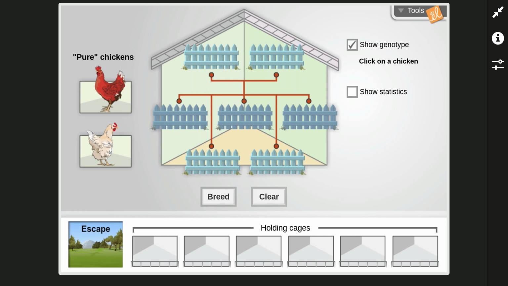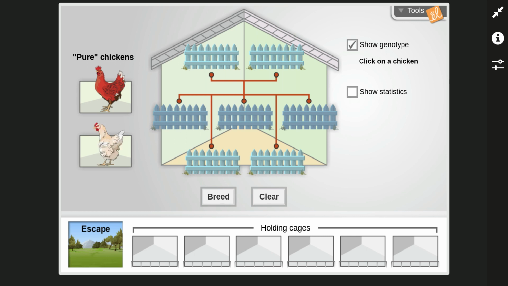Now, it then asks us, what do the F, the R, and the W stand for? Well, we can see that the F probably stands for feathers, since we're talking about feathers. R would be red feathers, and W would be white feathers.